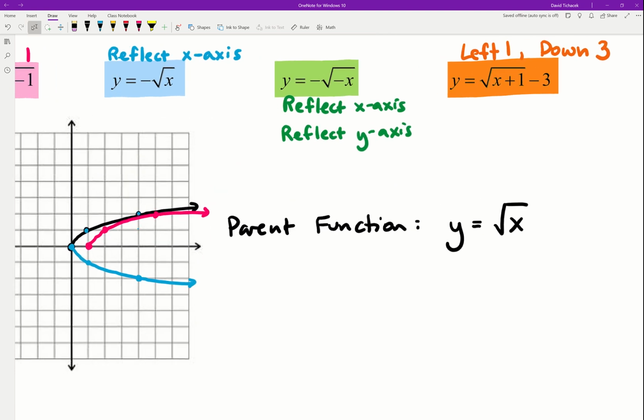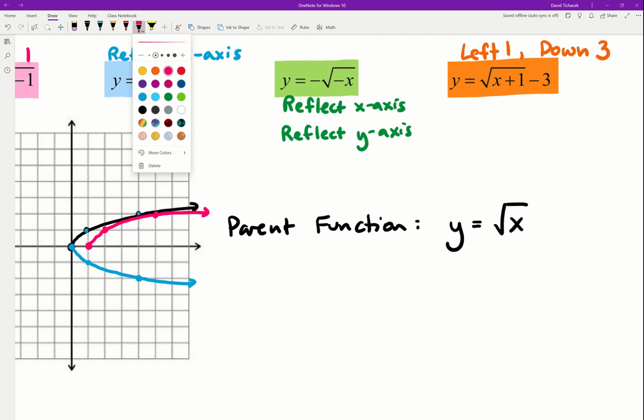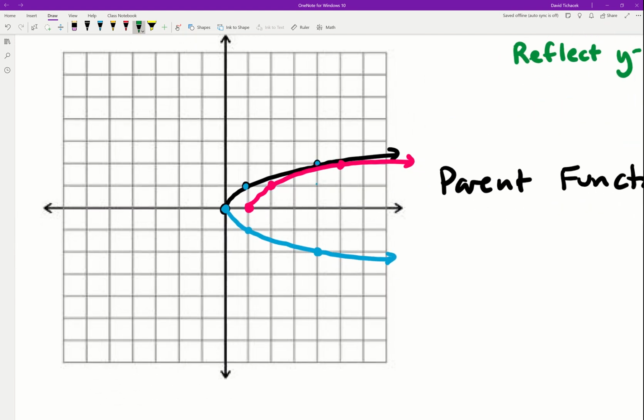Something interesting that you'll notice here happens in our green example. So we have a negative both on our output and also inside on our input. So that is going to mean that two different reflections are going to take place. It does not matter which one you take care of first. You just need to go ahead and take care of one. So let's go ahead and do that, right? I might go ahead and reflect over the y-axis first here.